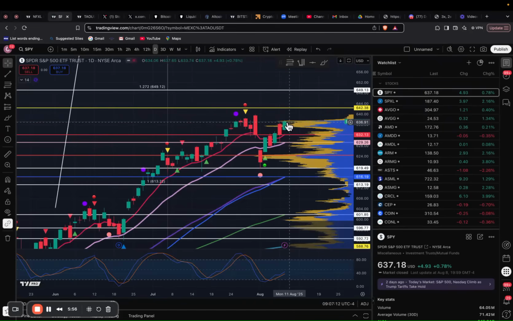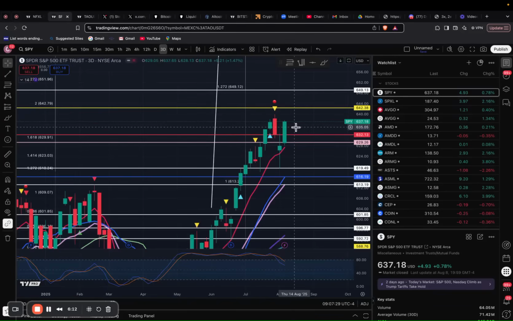However, if we set a lower high and then come down and create a lower low, then we're in a bearish downtrend. For me, when we're under the 9 EMA on the daily, that's bearish. When we're above it, it's bullish. That's my line in the sand.